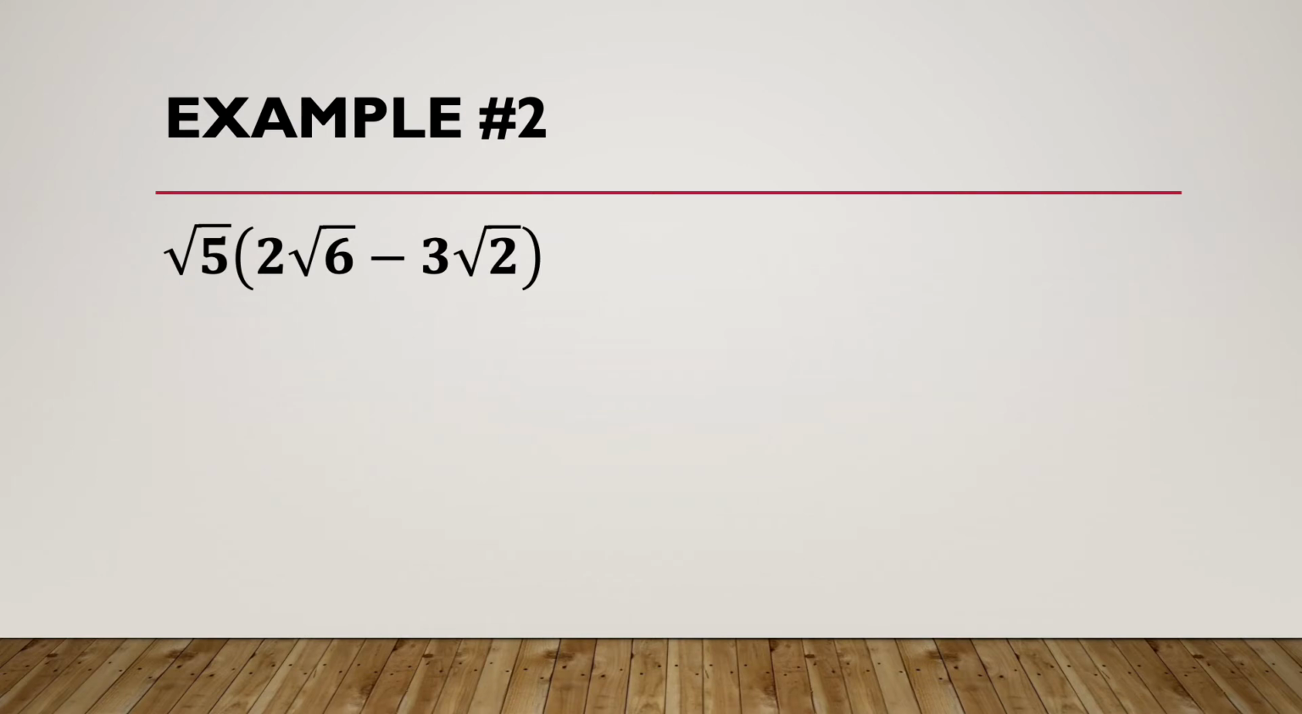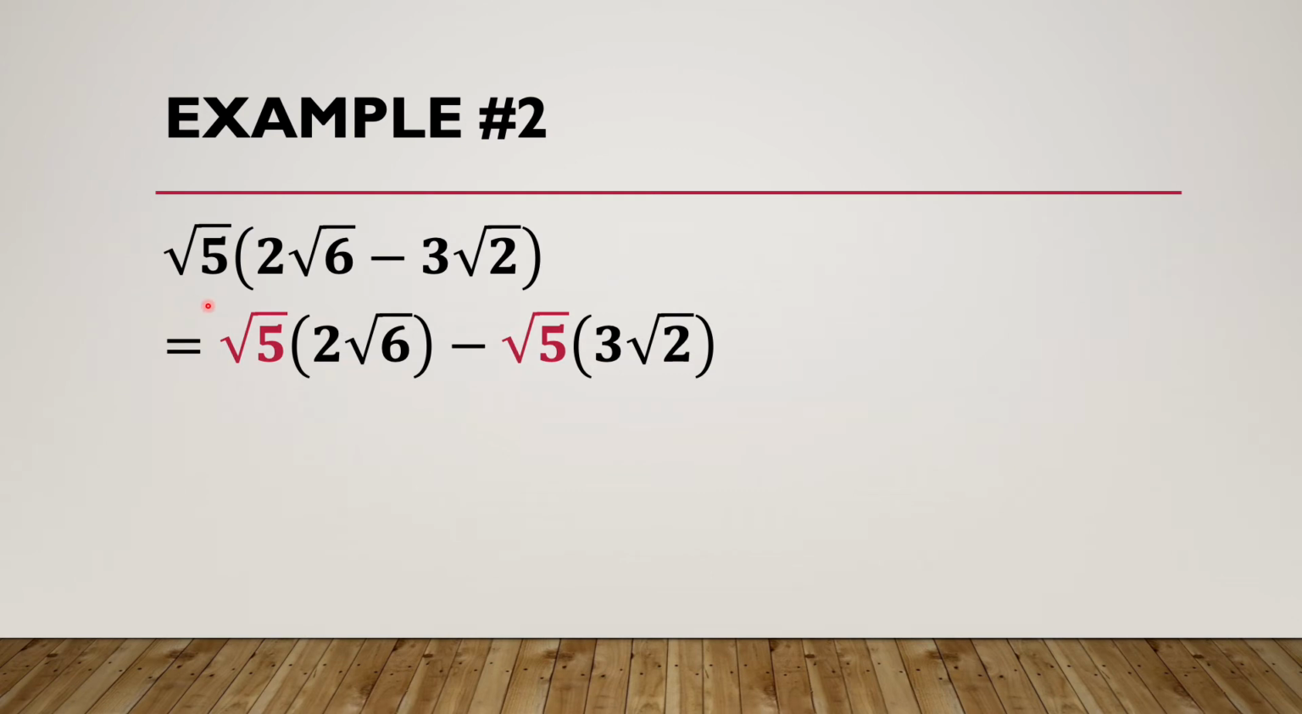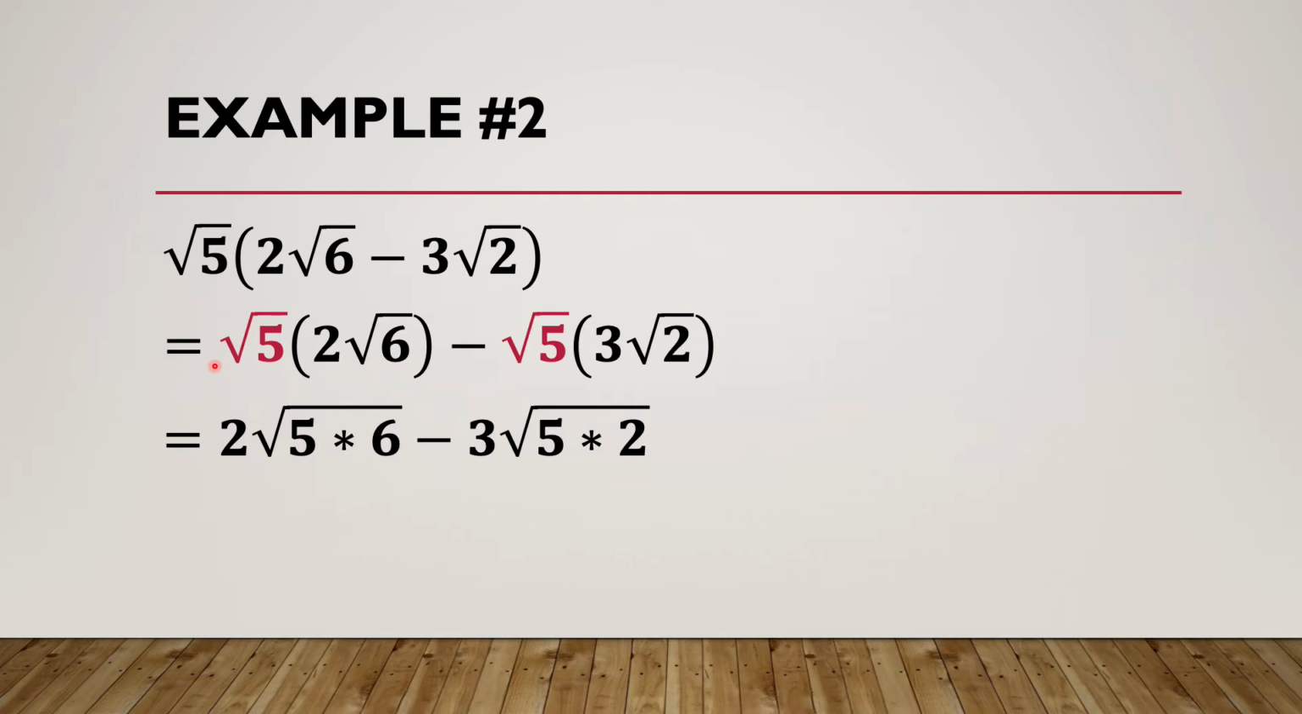Example number 2. Square root of 5 multiplied to the difference of 2 square root of 6 and 3 square root of 2. So let's distribute square root of 5 to each term. Square root of 5 times 2 square root of 6 minus square root of 5 times 3 square root of 2. Since they have the same index, we can multiply their radicands. 5 times 6, then multiply their coefficients. 1 times 2, that is 2.